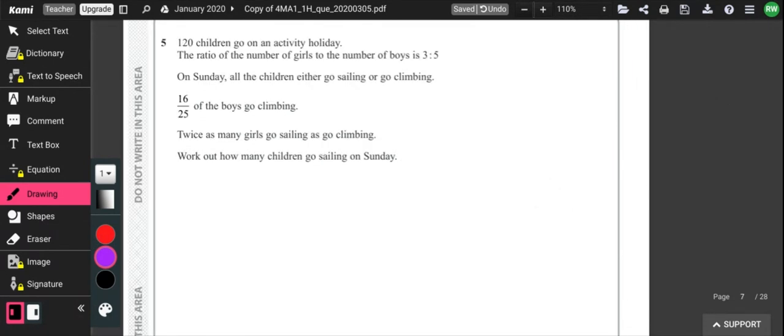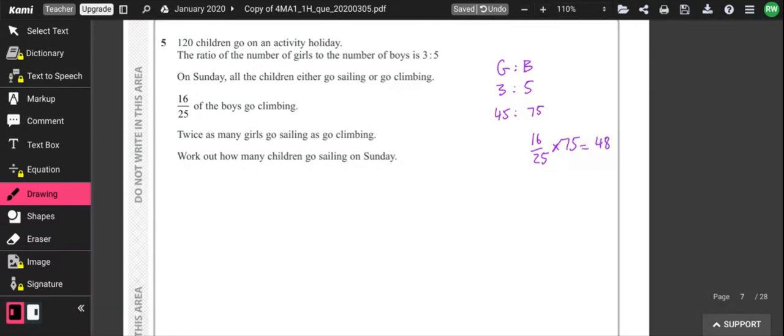Question 5, 120 children go on holiday. The number of girls to boys is 3 to 5. So we can split the 120 into 8 pieces. That's 15, and then multiply that by each of these to get 45 to 75. On Sunday, all of the children either go sailing or go climbing. 16/25 of the boys go climbing. So 16/25 of the boys is equal to 48. So that leaves 27 for the sailing.